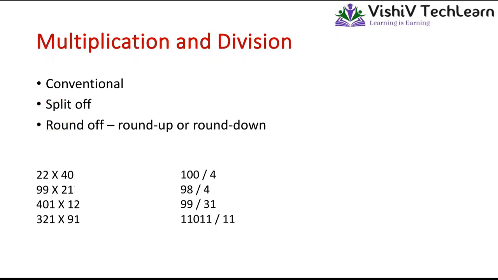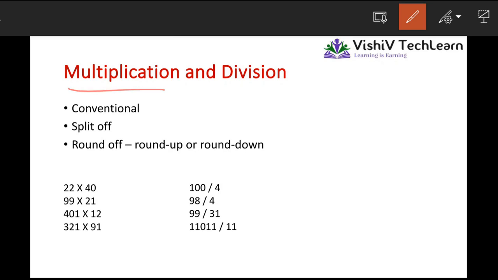The next part is about multiplication and division. In case of multiplication and division, again the same conventional method we can use, or the split off method, or the round off method. The conventional method, obviously, is time consuming as well as requires pen and paper. In case of split off, it is easy, we can do it without pen and paper, and the round off method is also easy, without pen and paper.